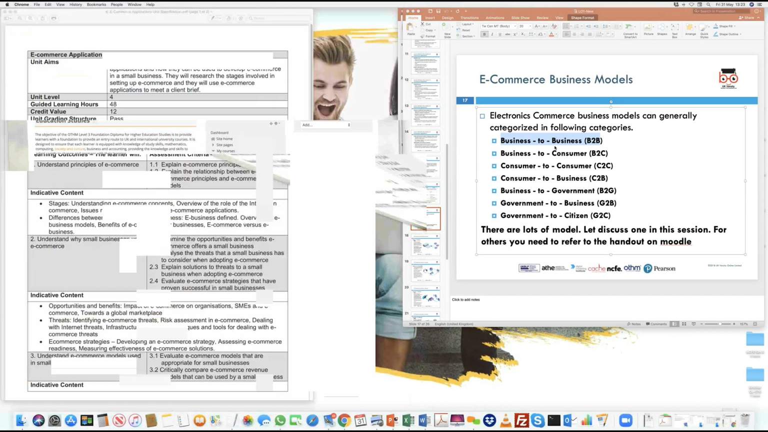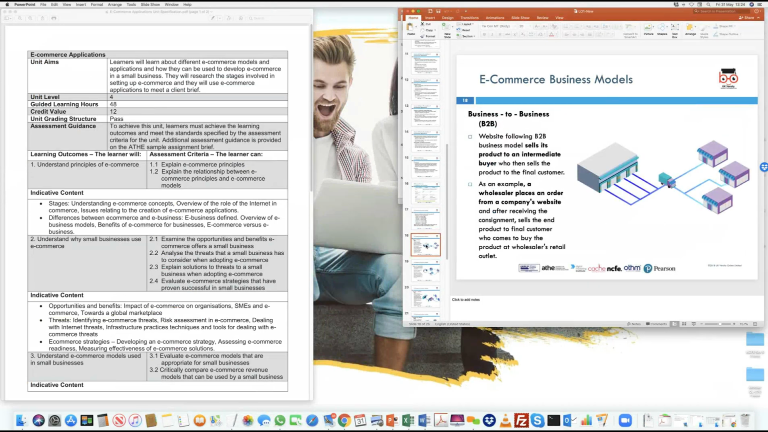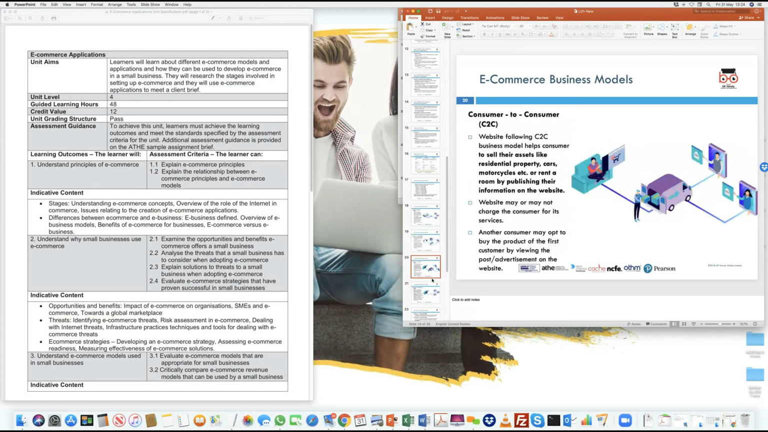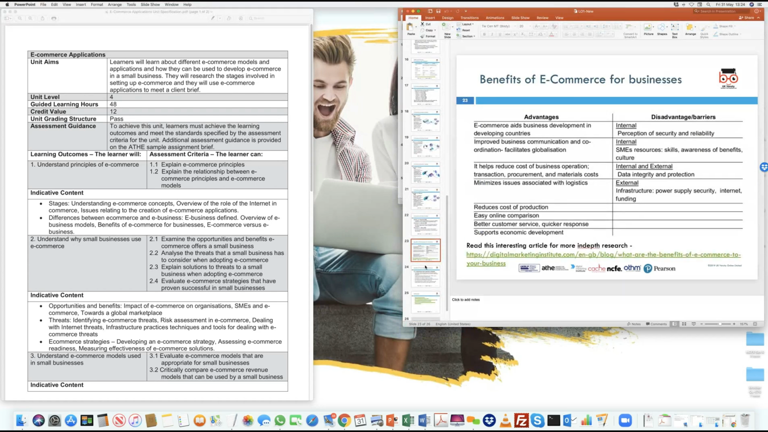So when we look at all this, what we looked at in the first learning outcome was to understand what these different e-commerce models are, and what the key features are that we need to understand. And that is what was shared in a few slides. And then we also looked at some of the differences. What are the benefits of e-commerce? What are the advantages and disadvantages?